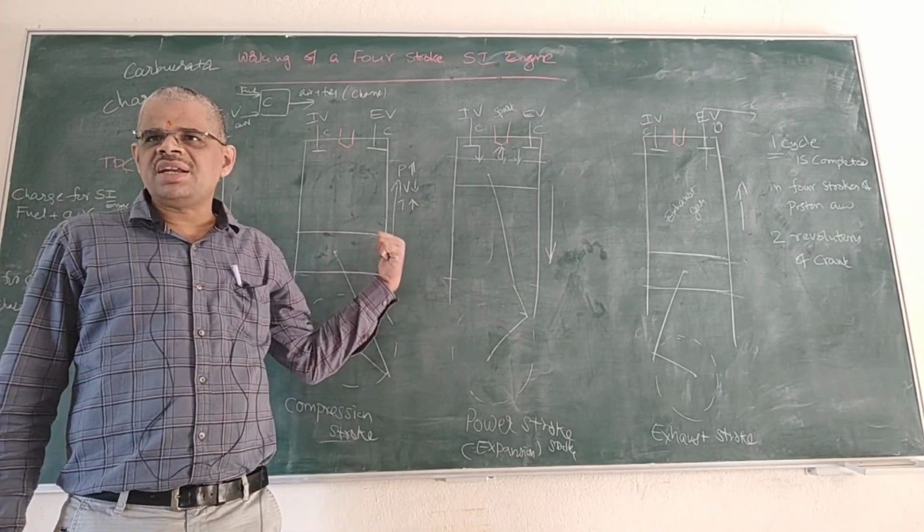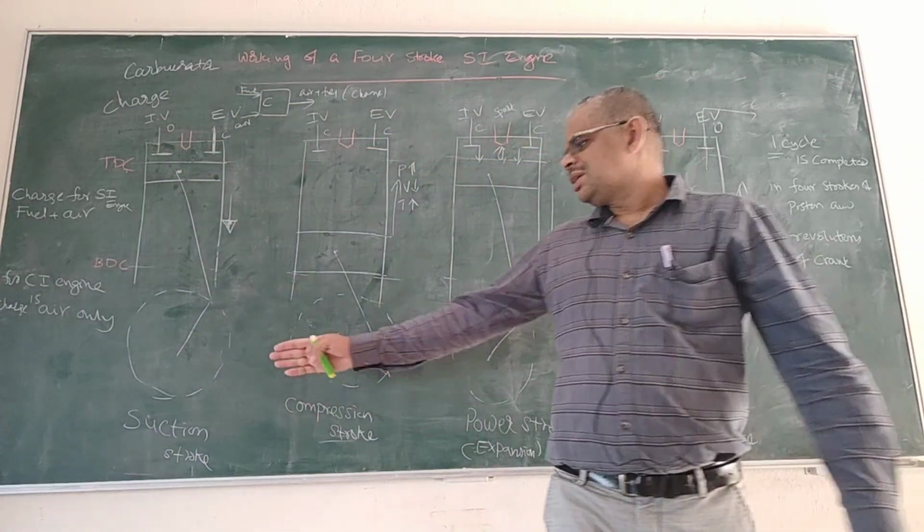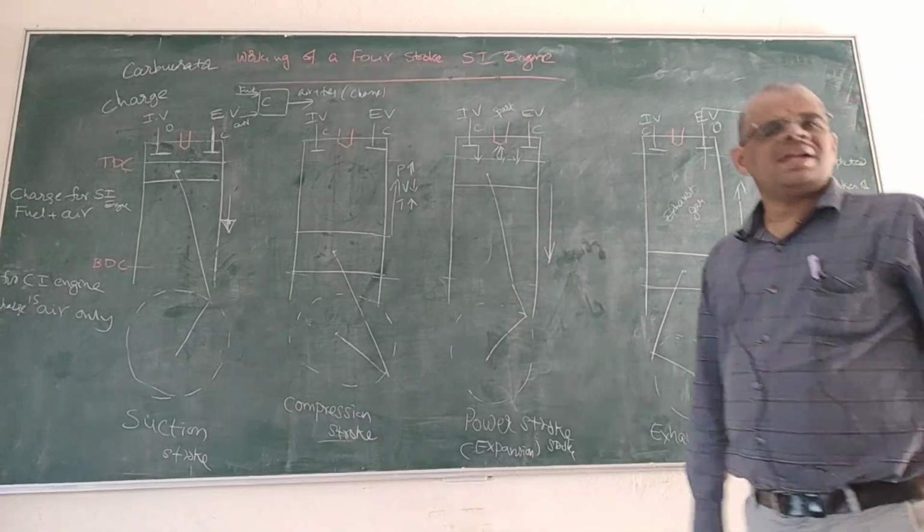So how many strokes are there in a 4-stroke engine? 4. What are the names? Suction, compression, power and exhaust.